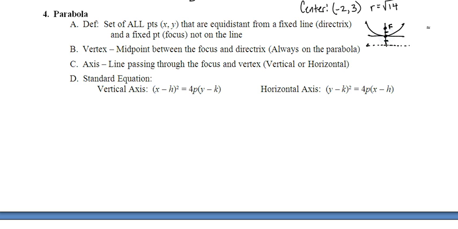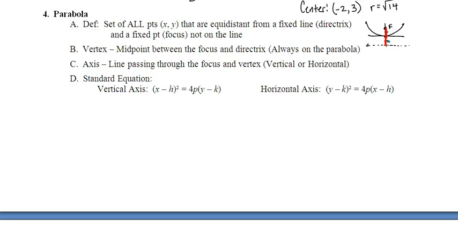So there's my vertex right at the bottom there of the parabola. So your vertex is the midpoint between your focus and your directrix. So here's your focus, here's your directrix. It is right in the middle. Your vertex will always be on your parabola. Your axis is the line passing through your focus and your vertex. So if I go through the focus and the vertex, I'll make it red here, that's obviously becoming a vertical line. So if you connect your focus to your vertex, go down to your directrix, that will tell us that we have a vertical axis for this parabola.